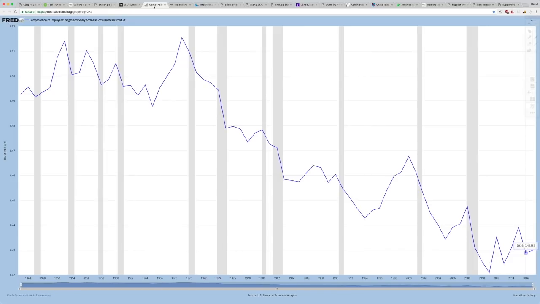Wages and salary accruals versus the GDP. If you measure something in US dollars, you get one picture. But if you start measuring it in something else, you get a completely different picture.